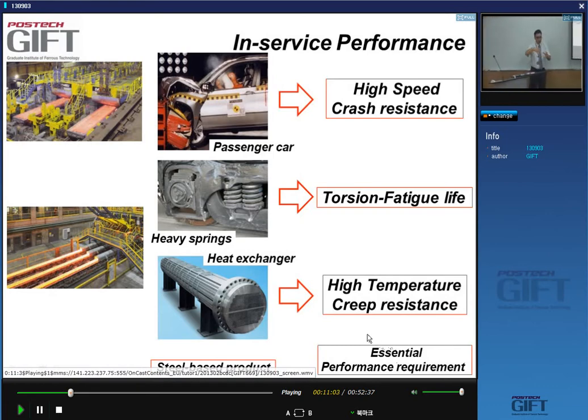So throughout the making and shaping of steels, throughout the manufacturing of a product, and throughout the use of this product, the mechanical properties of the steel play a key role.